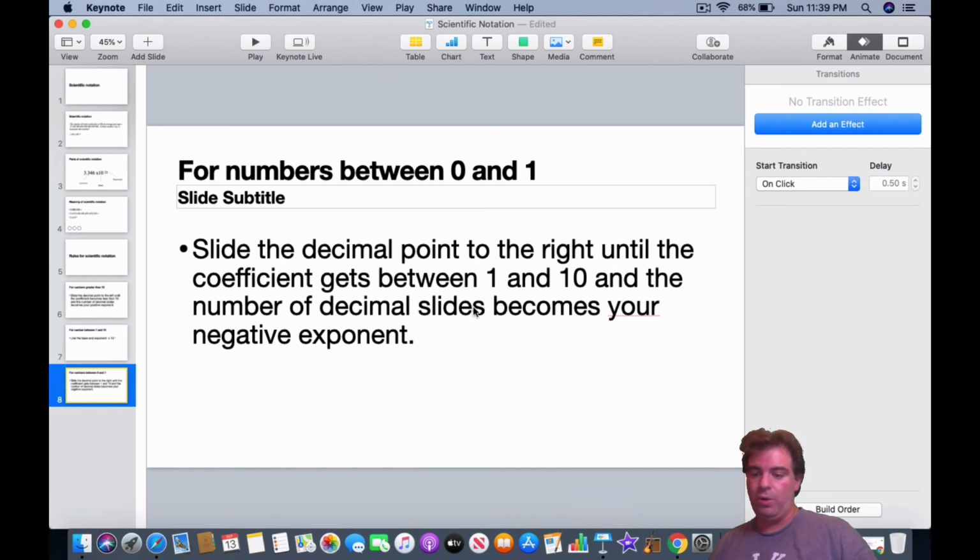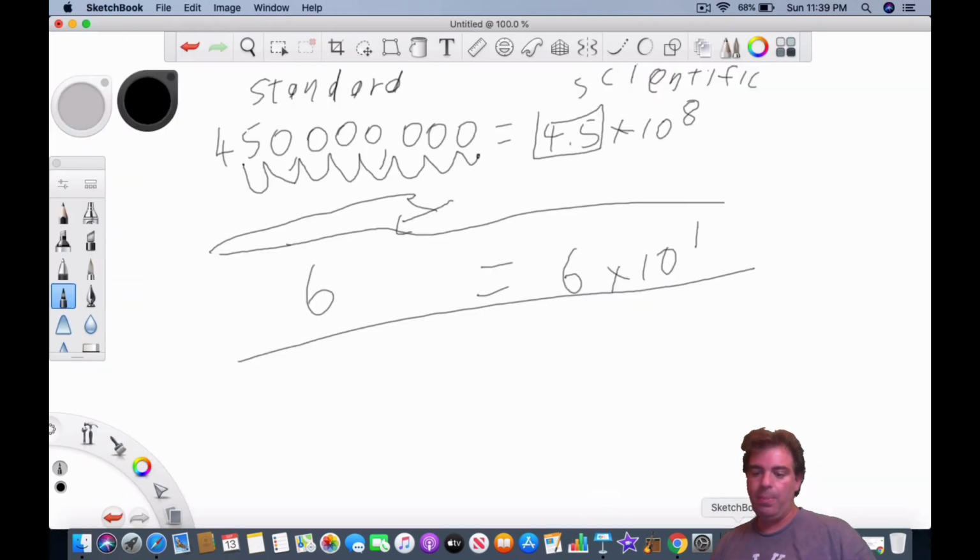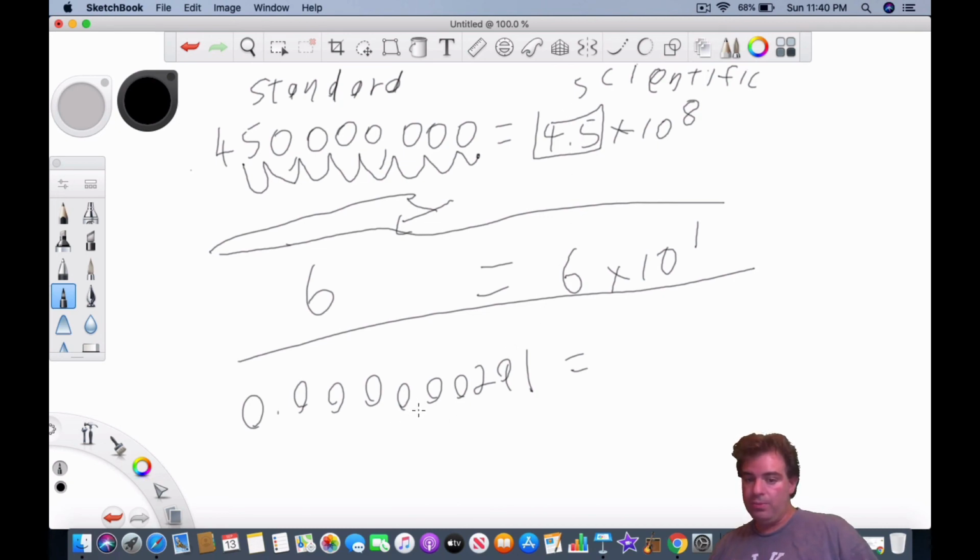So going back to our sketchpad right over here, let's say we have the following number, 0.000000291. We have to convert this into scientific notation. So what do we have to do? Because this is a number between 0 and 1, we have to slide the decimal point to the right. And the number of decimal slides becomes the negative exponent. So let's check this out.